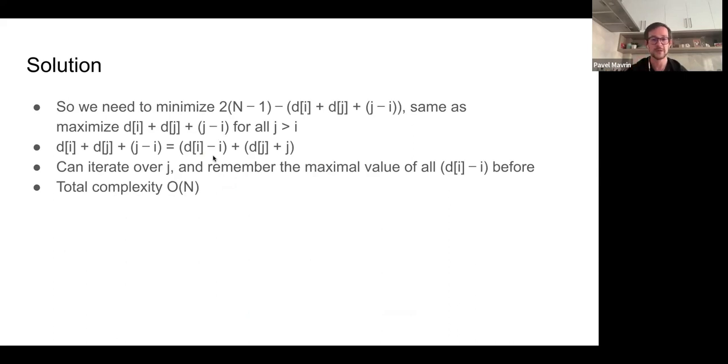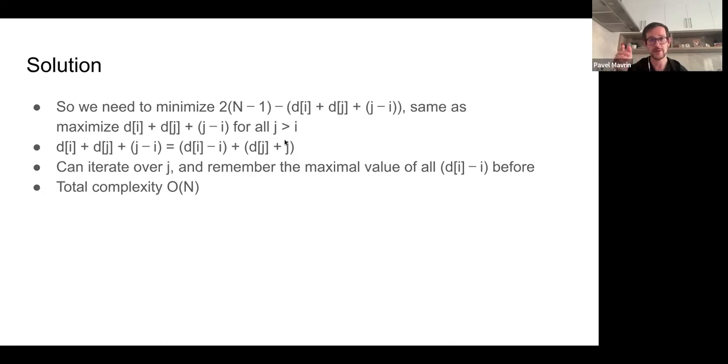When you want to maximize something like this, you split this sum into two parts. One part containing i, another part containing j. So in my case, I have di minus i plus dj plus j. So the left part contains only i, the right part contains only j. And now the constraint is that j must be greater than i. So for all pairs j and i such that j is greater than i, I need to calculate the maximum sum like this.